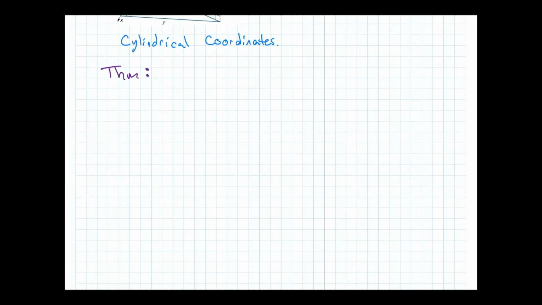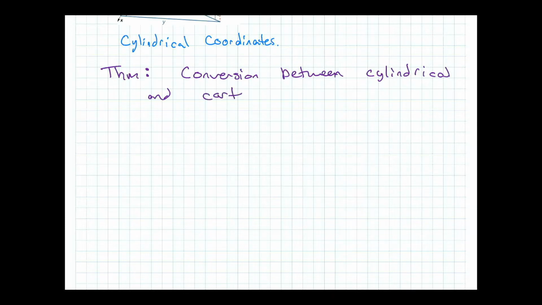So theorem. This is going to be conversion between cylindrical and Cartesian coordinates. Now, some books use the word rectangular a lot, and some books use the word Cartesian a lot, and it doesn't really matter which one you use.